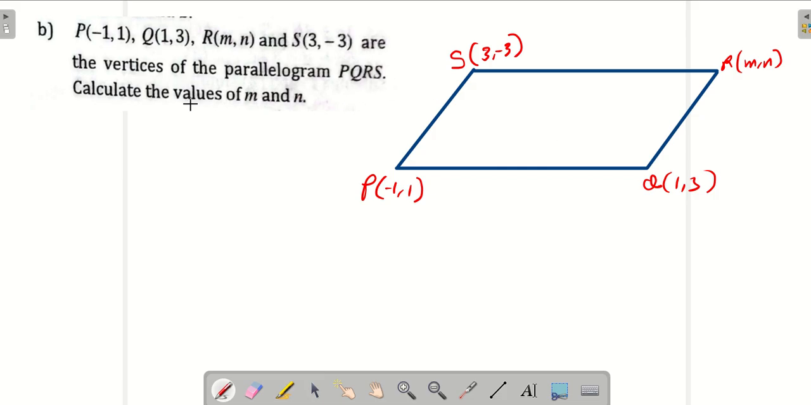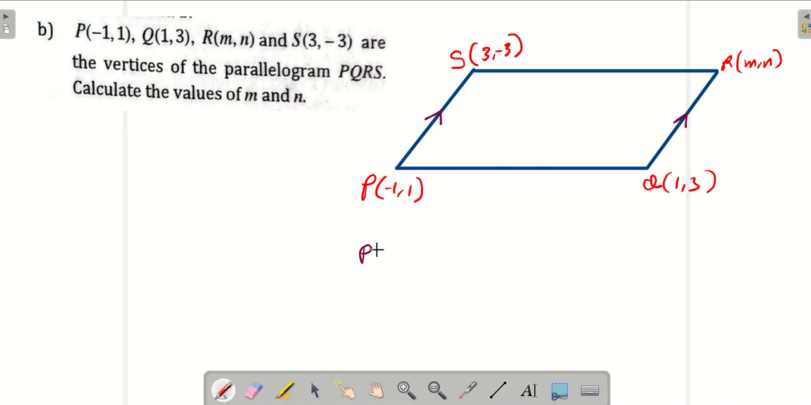PQRS. Calculate the values of M and N. We are to calculate the values of M and N. So how do we find M and N? Now you can go this way. If this is a parallelogram, then it means that this side is parallel to this side. So it means that these two vectors are the same.